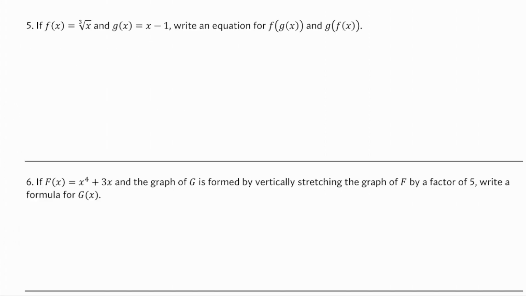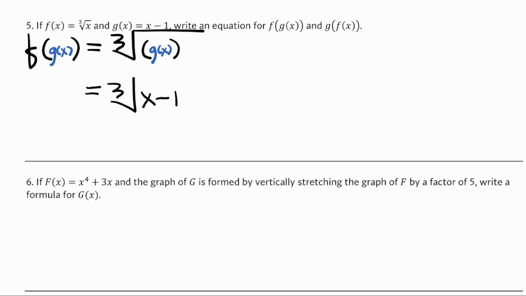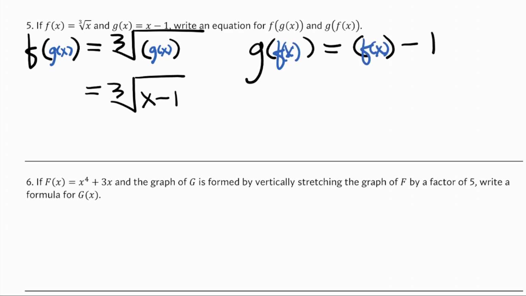Now, if f of x is the cube root of x and g of x is x minus 1, find f of g of x and g of f of x. So f of something equals the cube root of that thing, and we're going to plug in g of x there. g of x is x minus 1, so this will be the cube root of x minus 1. And then g of f of x: g takes a number and subtracts 1. So if I plug in f of x there, and f of x is the cube root of x, that would be the cube root of x, minus 1.